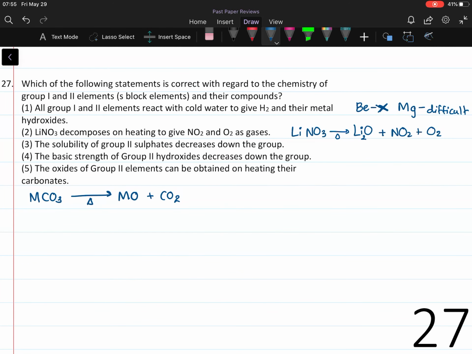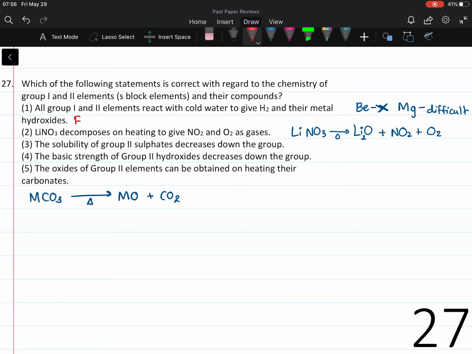Question number 27. Which of the following statements is correct with regard to the chemistry of group 1 and 2 elements and their compounds? This question has been given an all. Let's see why. Statement number 1. All group 1 and 2 elements react with cold water to give H2 and their metal hydroxides. This is false, as we know beryllium does not react with water and magnesium does not react with cold water, it needs warm water. So the first statement is false.